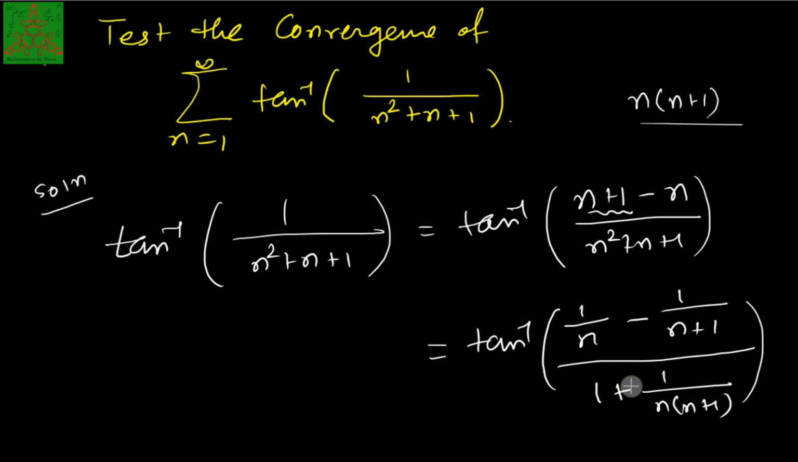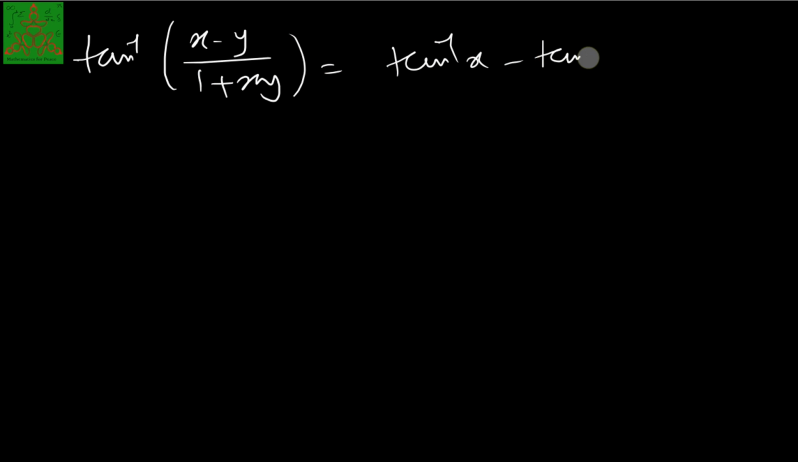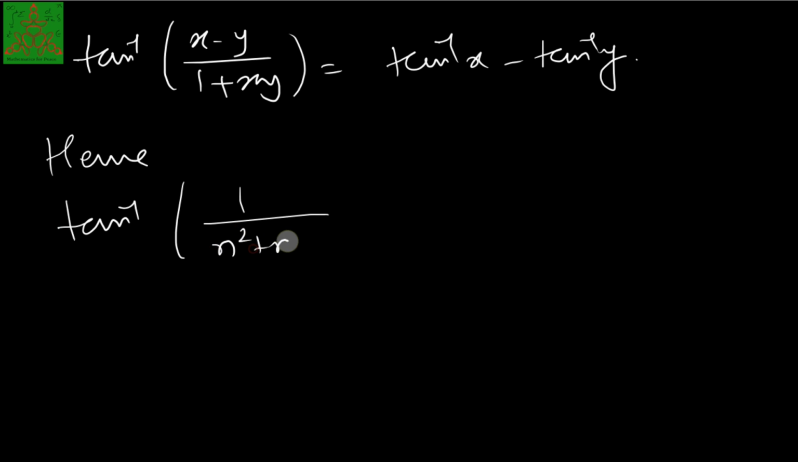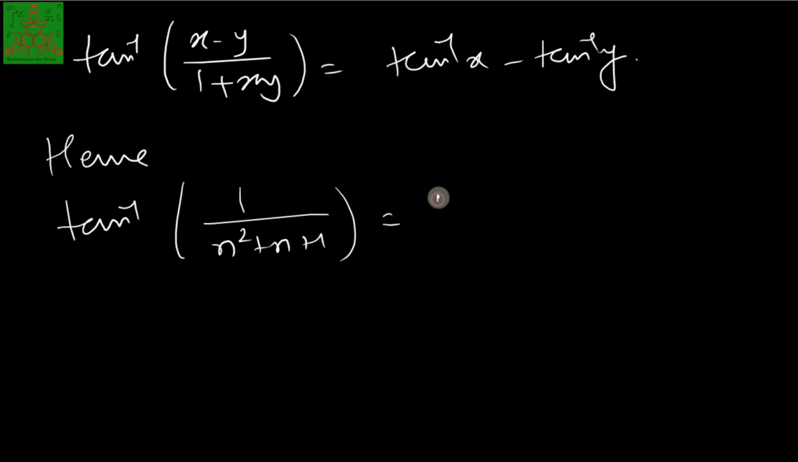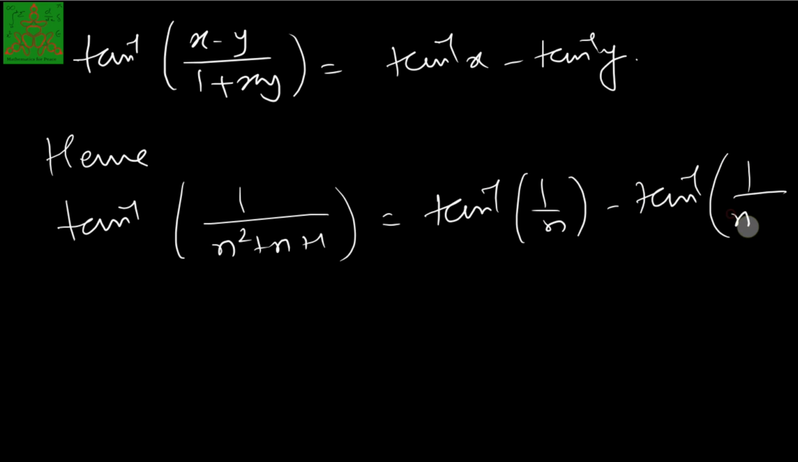So as you know, this is the formula for tan inverse of x minus y upon 1 plus xy, which is tan inverse of x minus tan inverse of y. That we know. So hence tan inverse of 1 upon n square plus n plus 1 can be written as tan inverse of 1 by n minus tan inverse of 1 upon n plus 1.